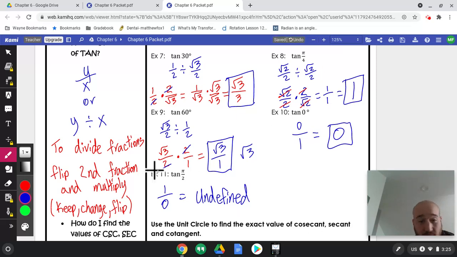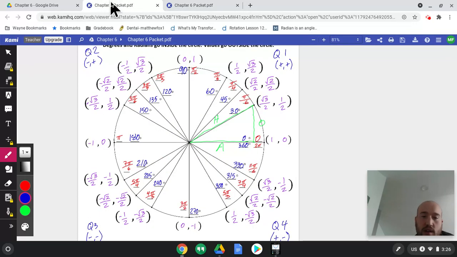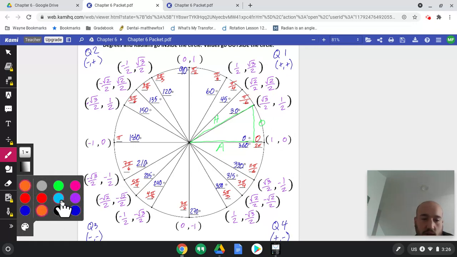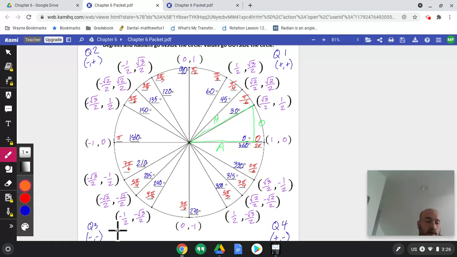Now, we could find the tangent for all of those, and if you want to, you still can, just using this method, y divided by x, keep, change, flip. But we're going to go ahead and write on all of these different values. So let's see, I'll use orange. And we found some of them we did not find. So if I were you, I would flip back to your unit circle and write them on the edge.